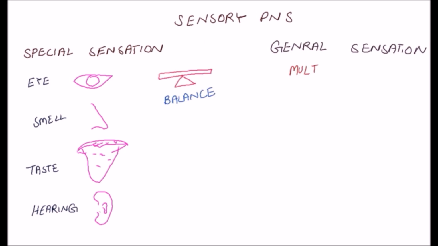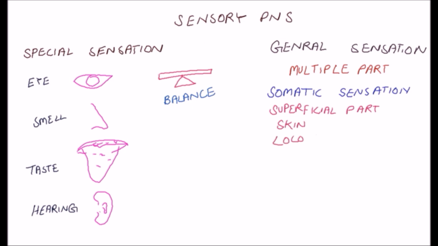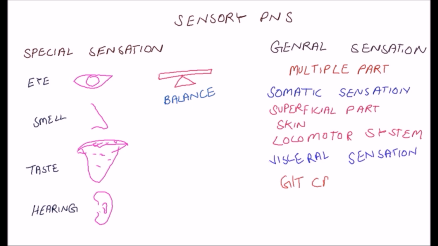the equilibrium and position. General sensation is sensed through multiple parts of the body. The somatic sensation is from the superficial parts like skin and the locomotor system. The visceral sensation includes GIT cramps, dull pain and distension of viscera.